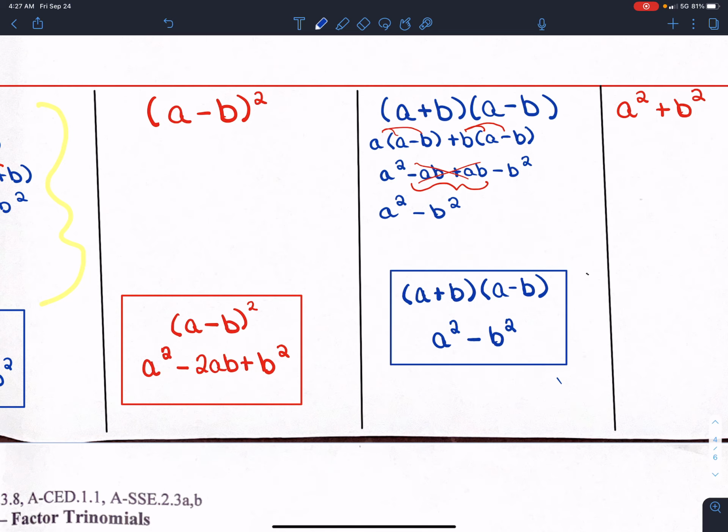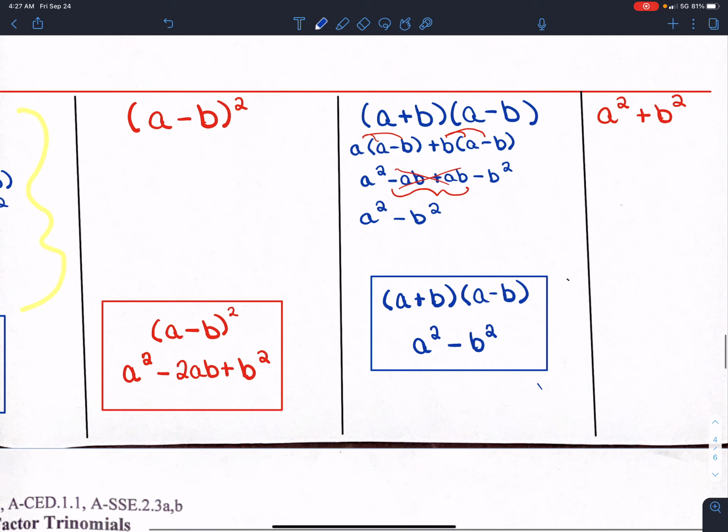All right, last one that I want to look at is if they give us a squared plus b squared. Okay, so the a value is being squared plus the b value being squared. There is nothing that we can do with this. There's no other way to write it, because even if I wrote a times a plus b times b, there's nothing more that we can do with that. We cannot distribute anything. So that simply stays a squared plus b squared.